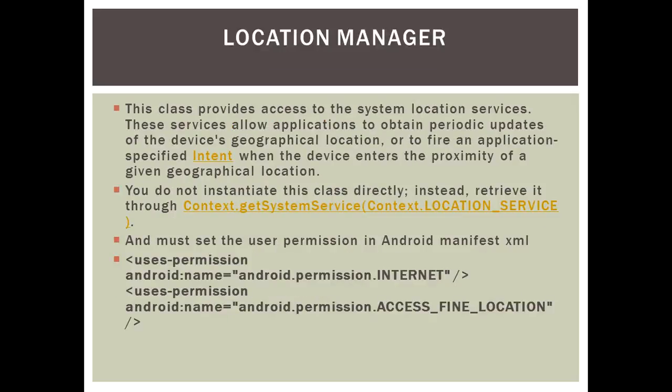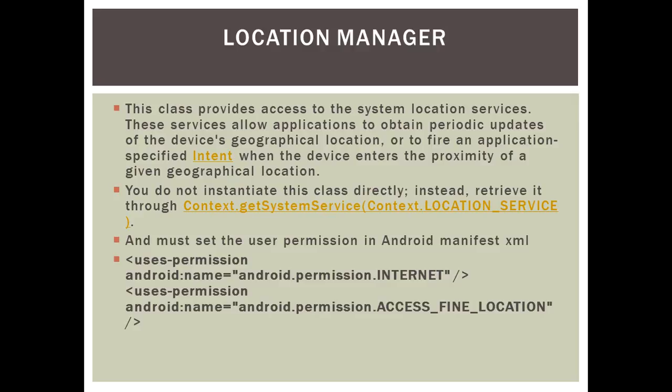Before we create the app, theoretically we should describe to you the LocationManager class. It's the most important class here. The class provides access to the system location services, and these services allow the application to obtain periodic updates of the device's geographical location, or to fire a specified intent when the device enters the proximity of a given geographical location. We will describe these things to you in practical.